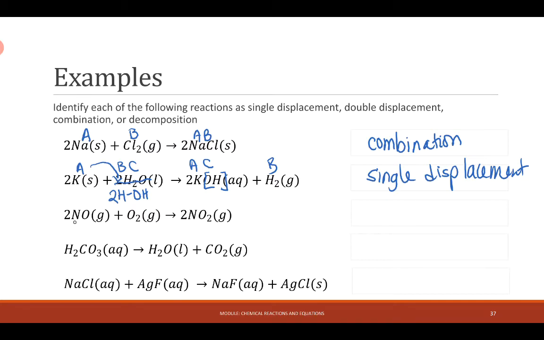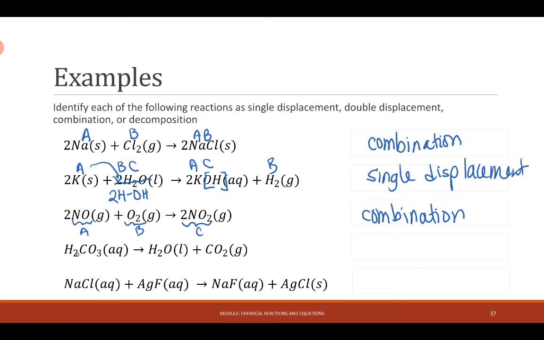All right, now for this third one, we have A and B, or maybe not. Maybe this whole thing is A, and this whole thing is B. And now they've merged together to make C. And so this is going to be a combination reaction. You can see that sometimes these letters represent one element, and sometimes these letters represent more than one element.